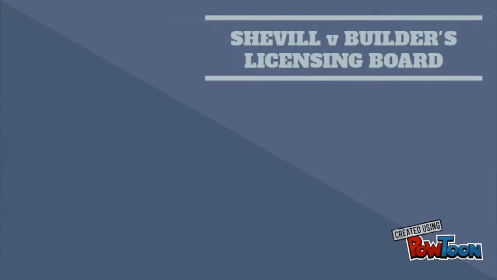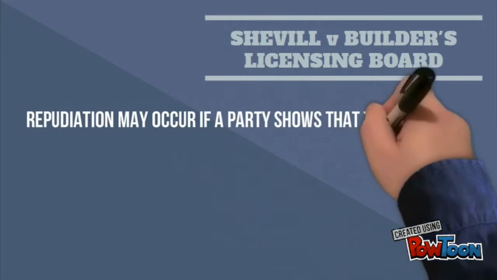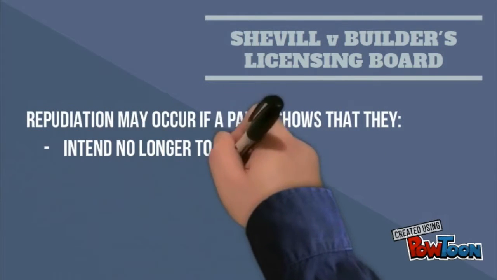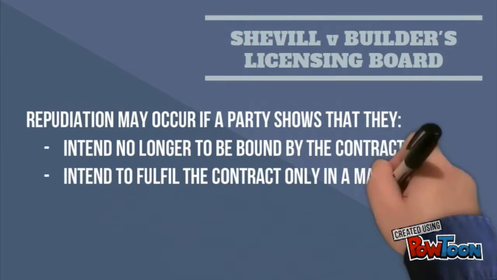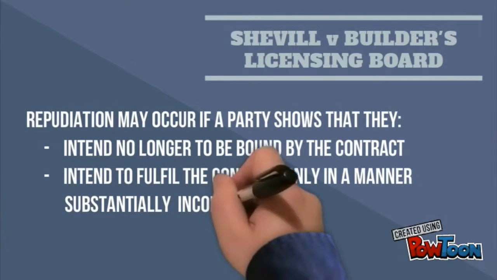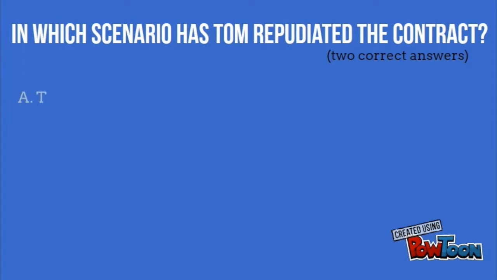A good test to use to determine whether a party has repudiated is the one outlined in Cheville and Builders Licensing Board. Repudiation may occur if a party shows that they intend no longer to be bound by the contract or intend to fulfill the contract only in a manner substantially inconsistent with his obligations. Now that we know what repudiation is, in which scenario has Tom repudiated?